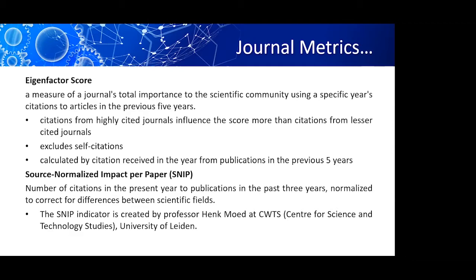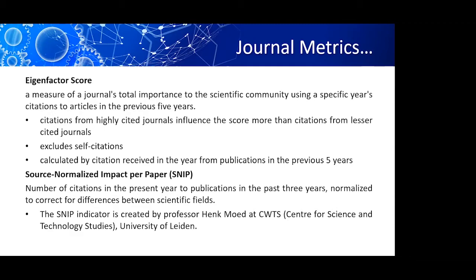And the next metric is the Source Normalized Impact per Paper, that is SNIP, that is called SNIP. Here the formula used is the number of citations in the present year to the publications in the past 3 years, normalized to correct for differences between the scientific fields. Here the citations are normalized to correct the differences. That is an important point here. And this SNIP indicator was created by Professor Henk Moed at CWTS, Centre for Science and Technology Studies, University of Leiden. As I mentioned, this SNIP can be found in the Scopus database, for analyzing the journal metrics that you can use this one.